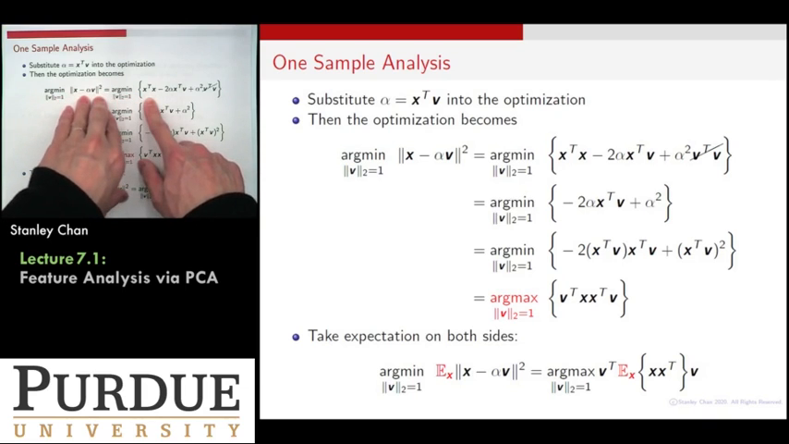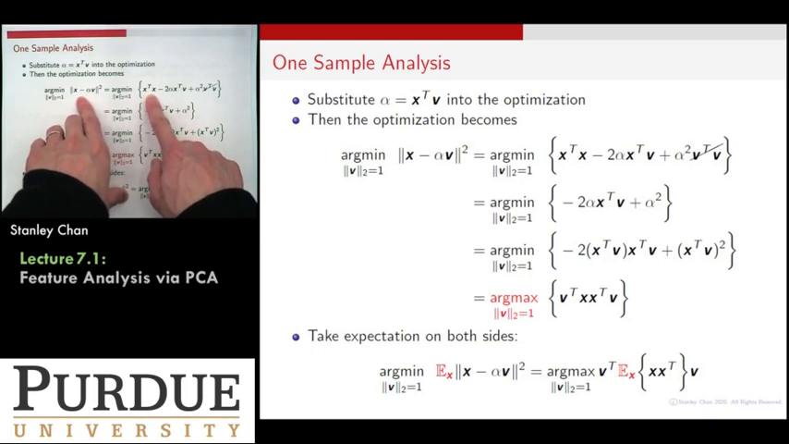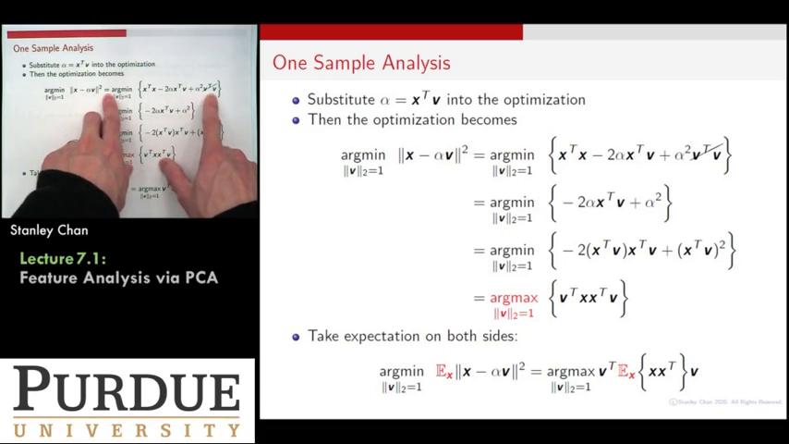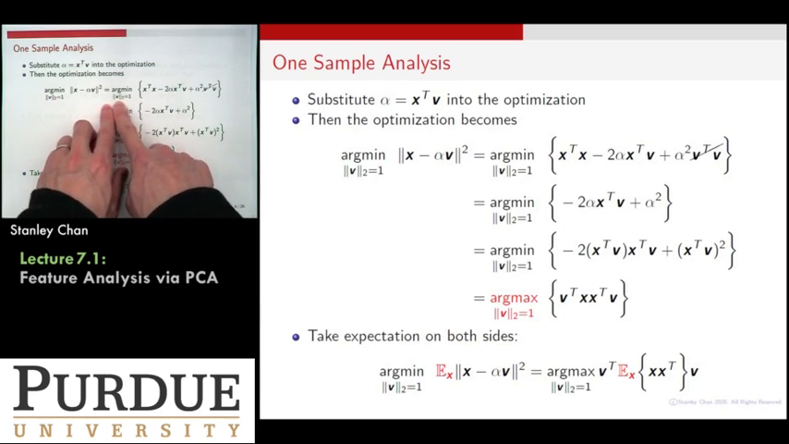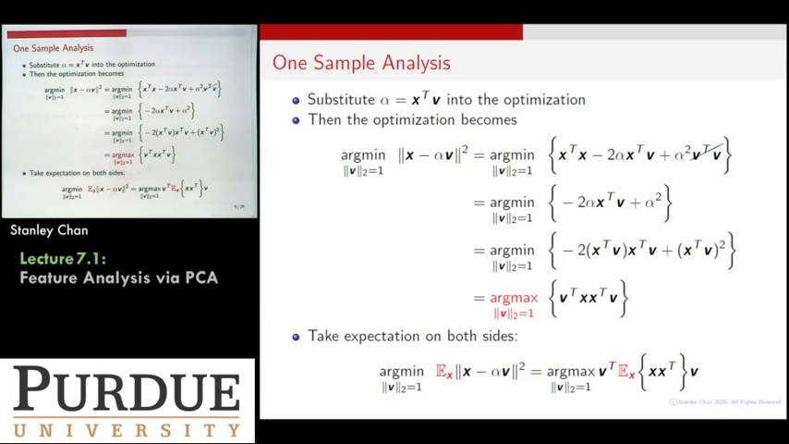This is a quadratic term. Expand it. Then you have x transpose x that comes from the first term, 2 alpha x transpose v that comes from the cross term, and then alpha square of v transpose v that comes from the third term. And since we do have a constraint here where the 2 norm of v equals 1, that's an arbitrary constraint I put, so that your direction is unit norm.